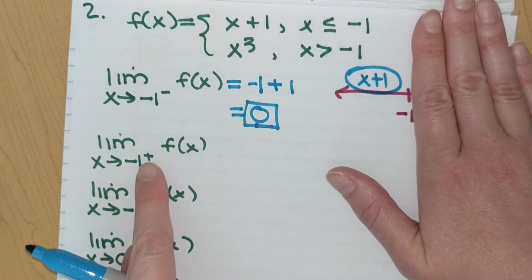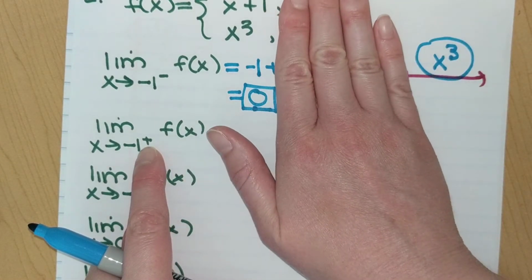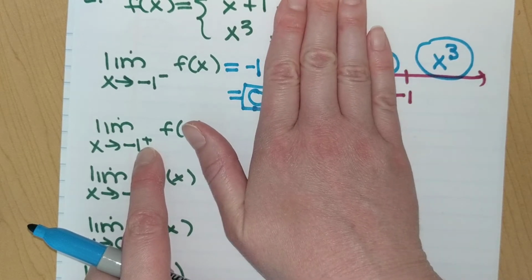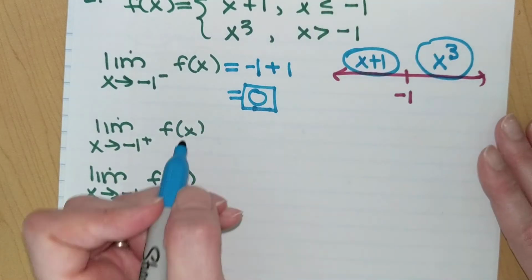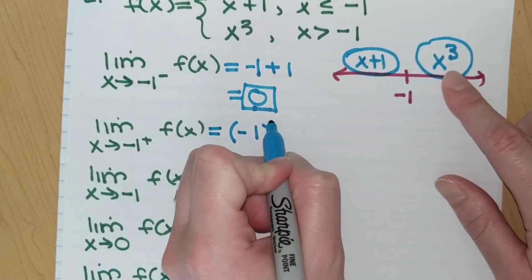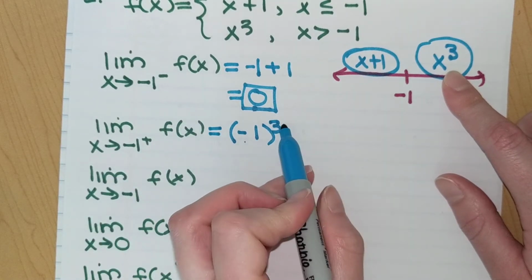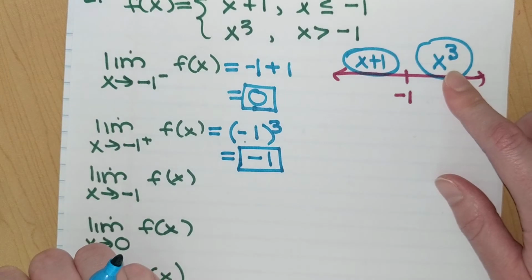Then you go to the right-hand limit, and for the right-hand limit, again, you would cover the left-hand side, to the left of -1, and all you would see would be this x cubed function. So you'll be plugging -1 into x cubed. You have -1 to the third, and that gives you -1 as your limit.